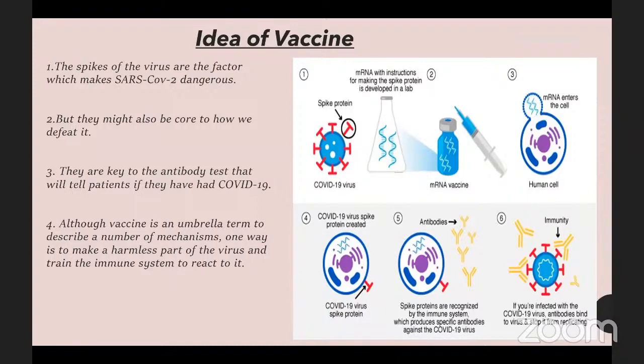So when the actual virus attacks us, our body can recognize it and produces specific antibodies against the virus. If anyone is infected by the virus, even after getting the vaccine, these antibodies stop it from replicating. So this is the general idea of a vaccine. And this is it for today.